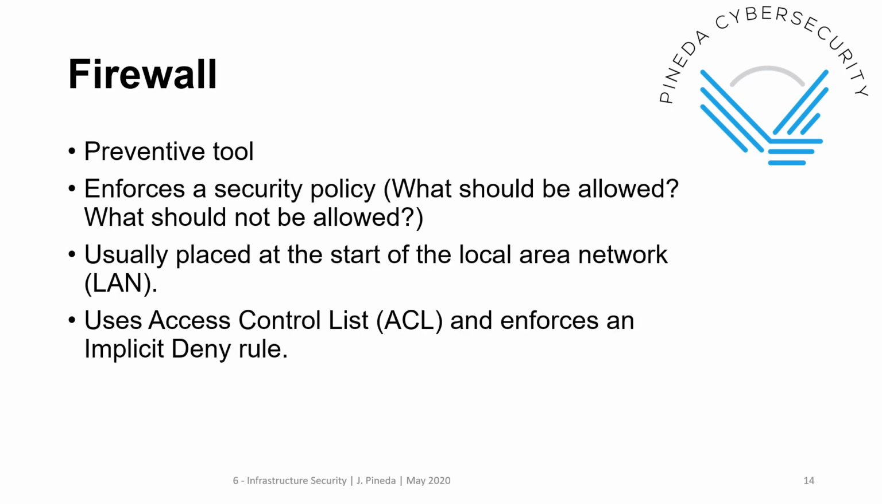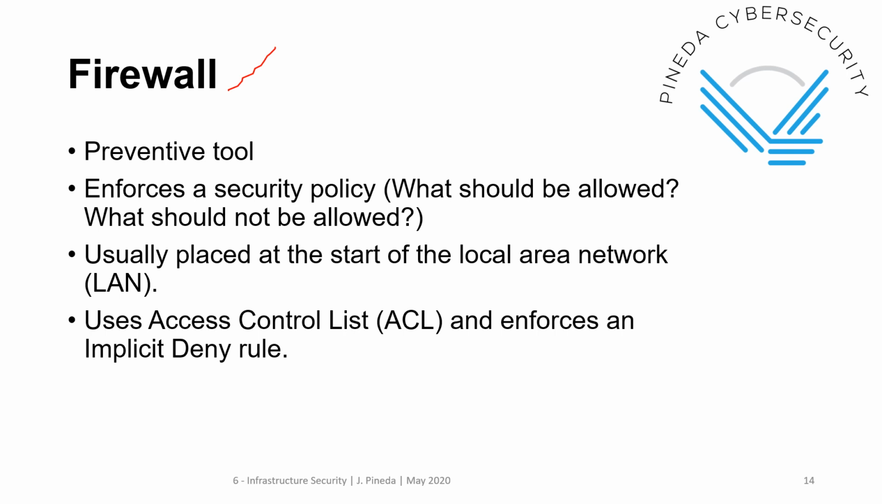So the first one is the firewall. So the firewall is a preventive tool because as defined, it enforces a security policy. What should be allowed? What should not be allowed? So if it's in the policy and it says allow, then you will be allowed to enter either ingress or egress, going in or out of the network.